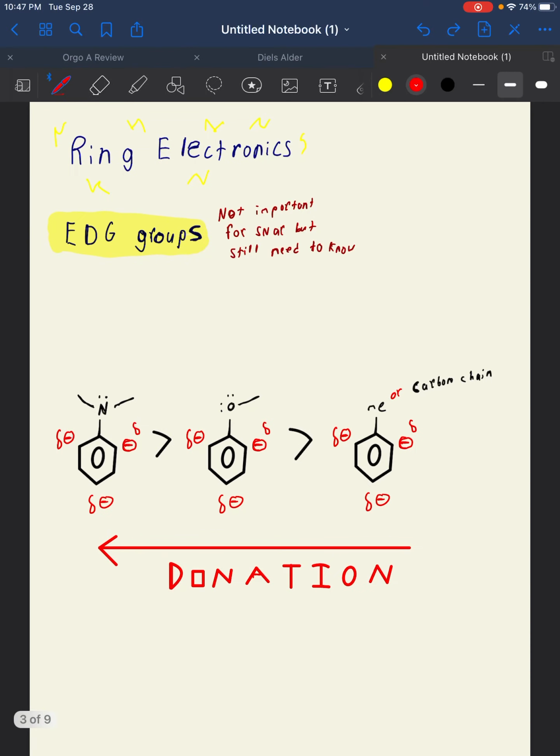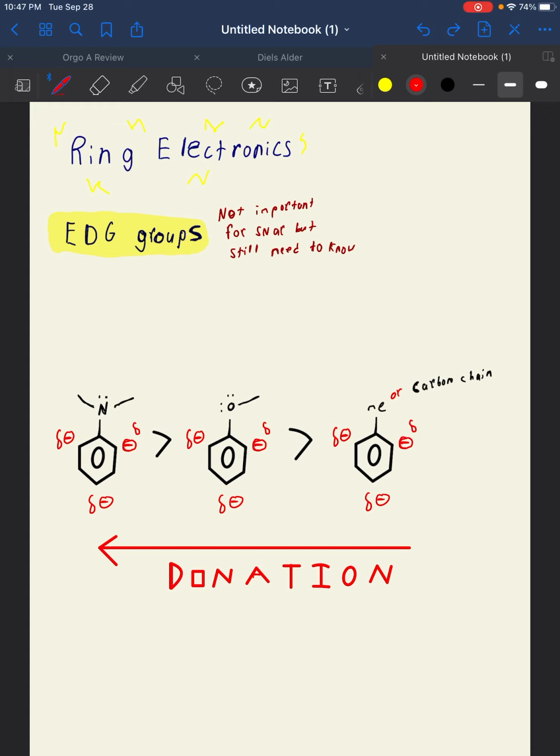So moving on, let's look at some electron donating groups when it deals with SNAr reactions. Now, electron donating groups do not play a big role in SNAr reactions whatsoever. We really care about the electron withdrawing groups. However, I thought I'd include this because you're going to need to know this for the EAS reactions.